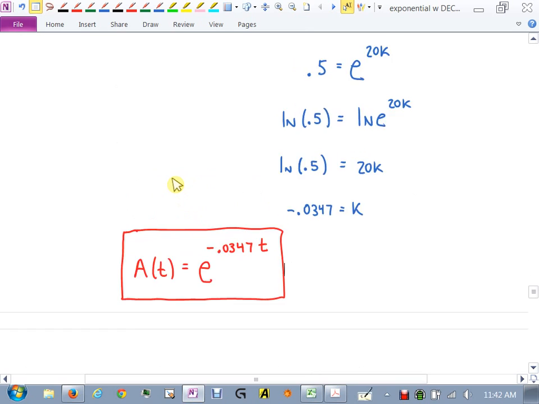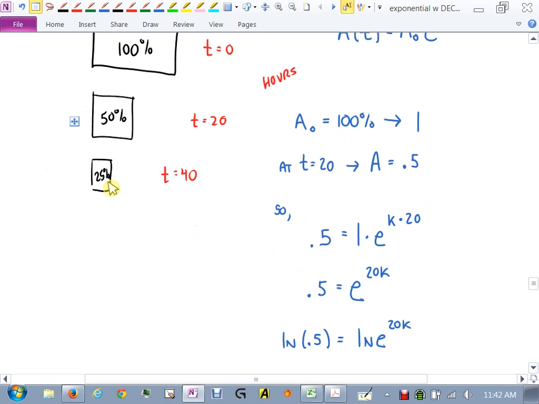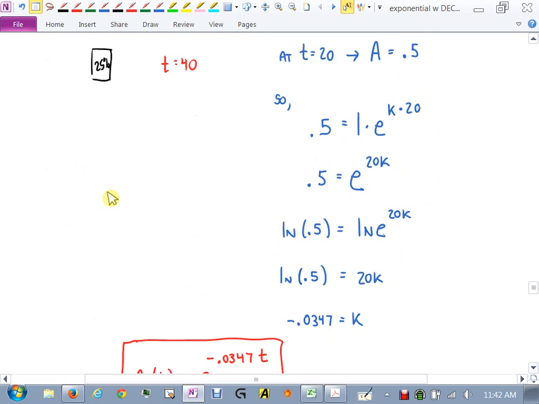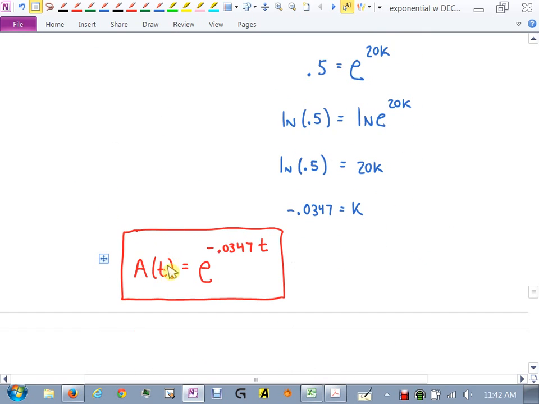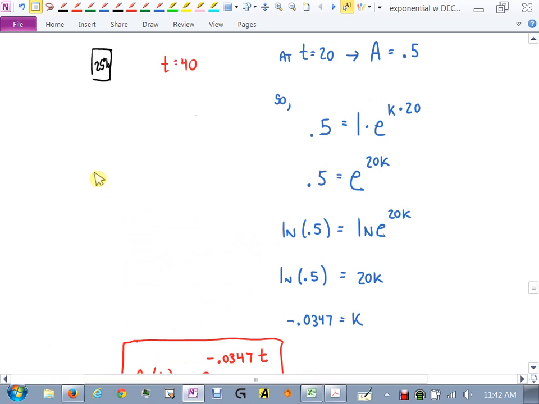So what is it that we're asked? How long does it take for this substance to fall to 15% of its original value? So we want 15% of it to be there, right? Which means I want the left side of this to be what? 0.15. So you're going to plug in 0.15 here and solve for t. And you'll be done. Which, let's do it, right? I'm going to push it right in here because I'm out of space.